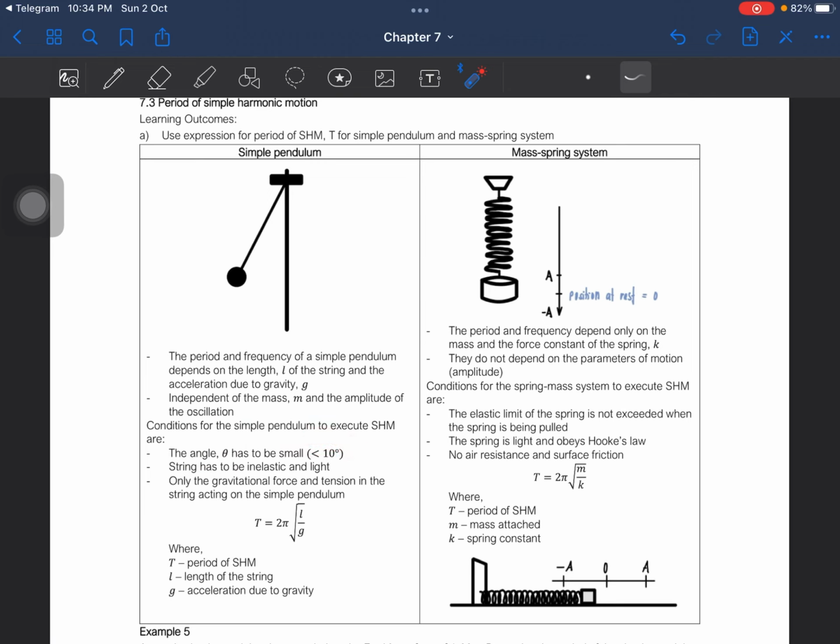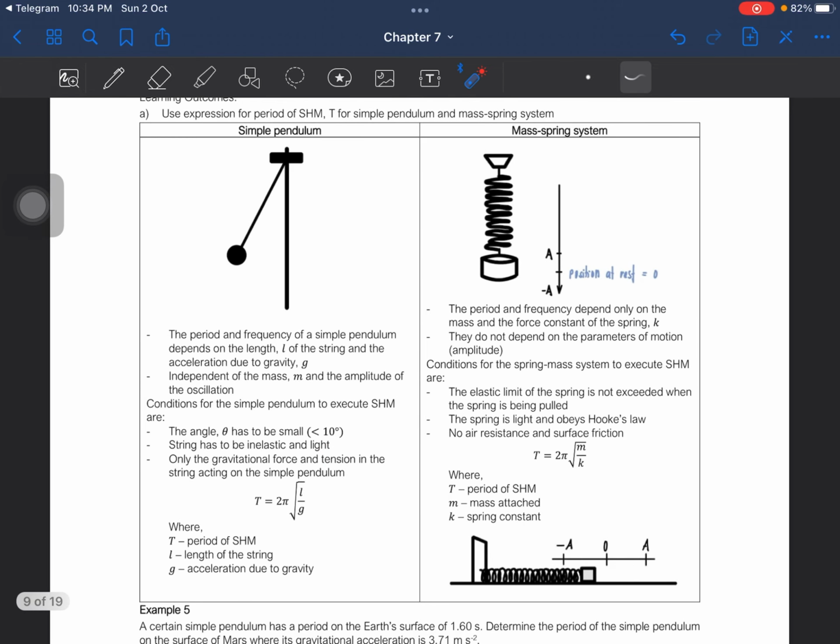You've done this experiment. Remember, when theta is equal to 70 degrees, you get a value of g around 1.1 something. So it is invalid for an angle that is larger than 10 degrees. Secondly, the string has to be inelastic and light, and only the gravitational force and tension in the string is acting on the simple pendulum. So the equation is the one shown here, where T is the period of simple harmonic motion, L is the length of the string, and g is the acceleration due to gravity.